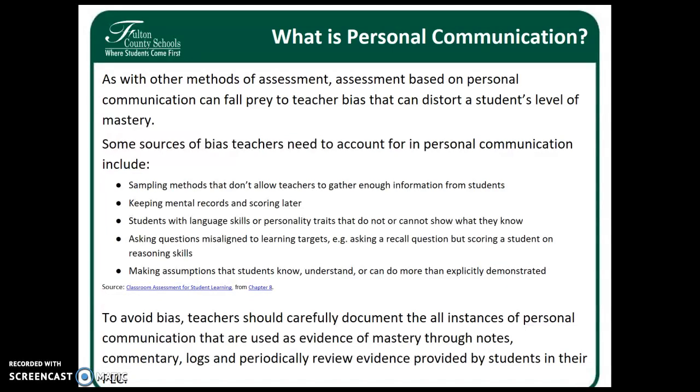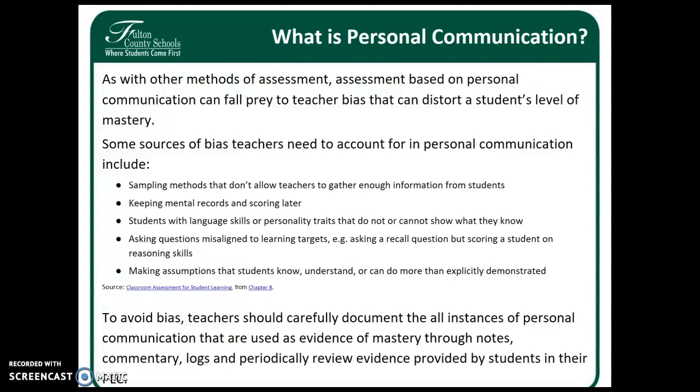So it is important to remember that with personal communication comes the reality that there might be some bias. Teachers should be aware, if they are choosing to use personal communication as a means to assess students' mastery of skills, that they are able to gather information in an unbiased manner. Ways that they can make sure that they do that are by keeping good notes, asking questions that are consistent across different students, and trying their very best to not make assumptions of what students know or understand, as opposed to observing what they can or cannot do.